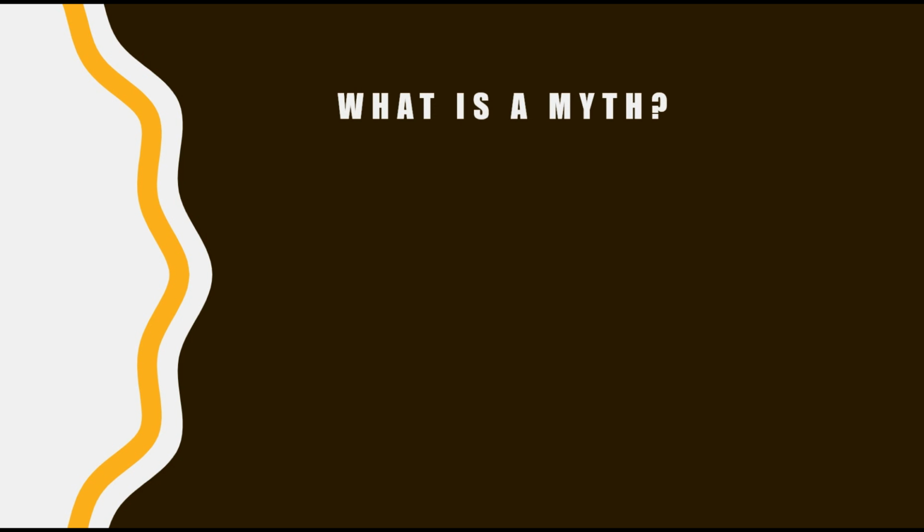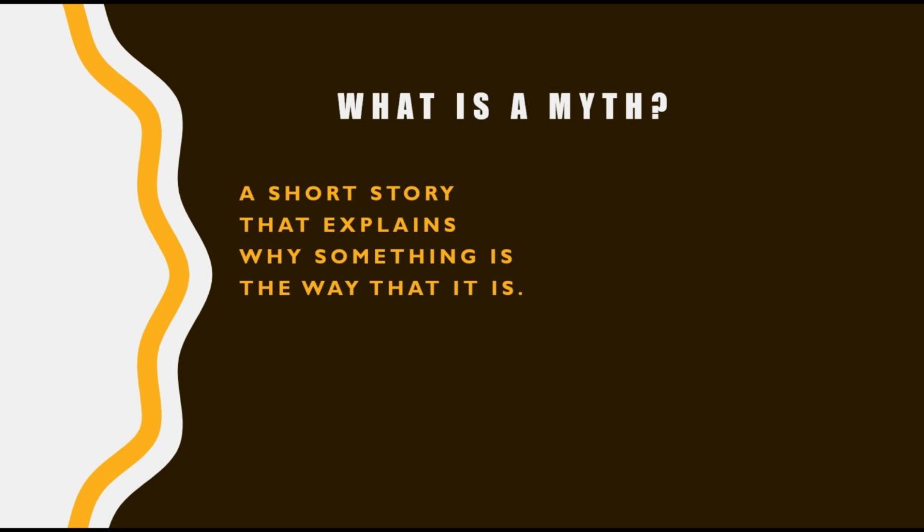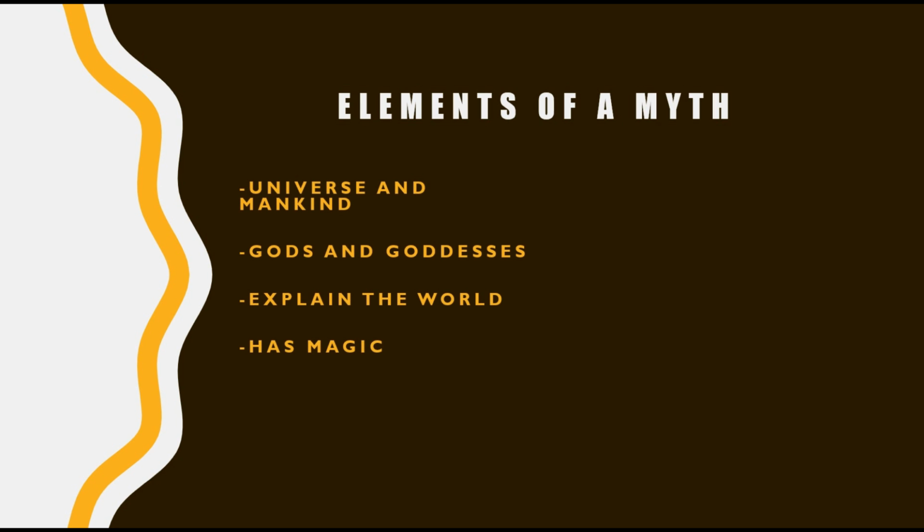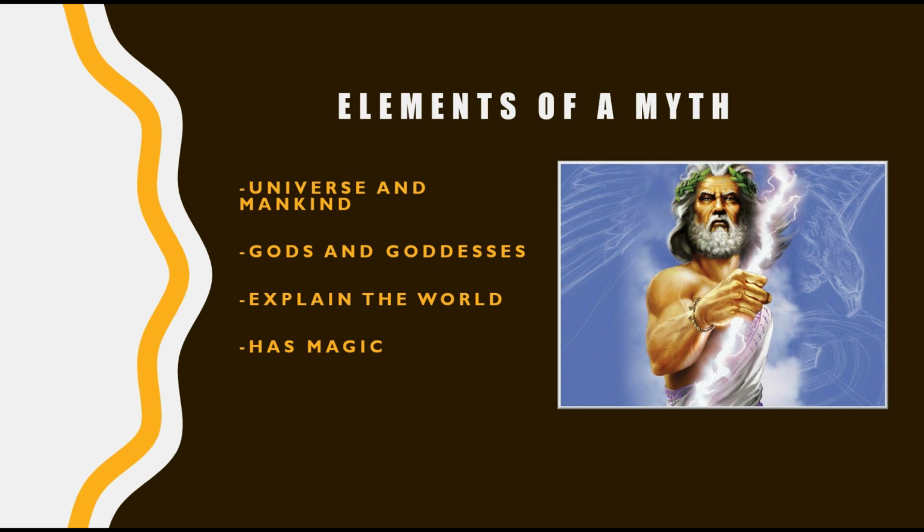What is a myth? A myth is a short story that explains why something is the way that it is. Elements of a myth. The subjects of myths are usually the universe and mankind, and the main characters are often non-human, they're gods or goddesses. The purpose of a myth is to explain timeless questions like who made the world, who were the first humans, and what happens when we die. It also has some magical elements.